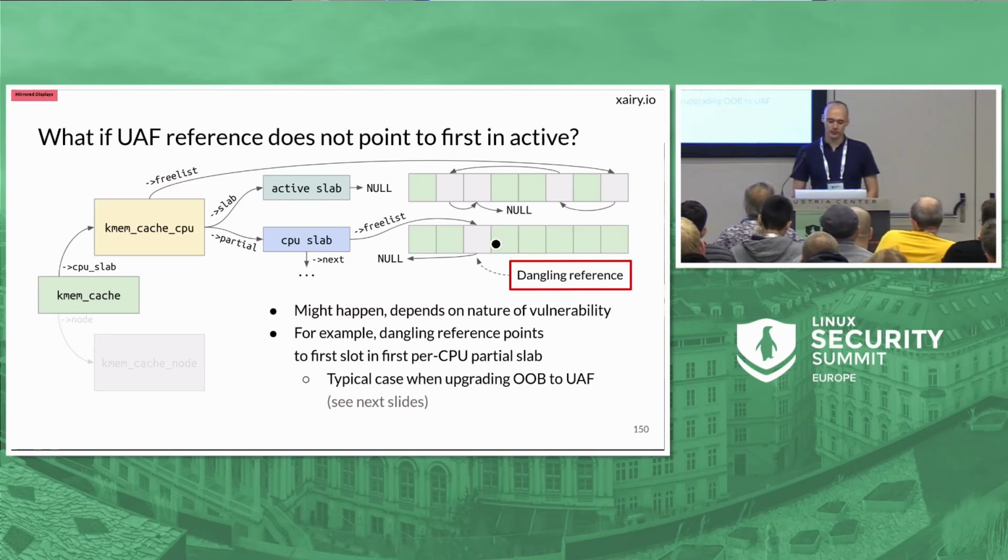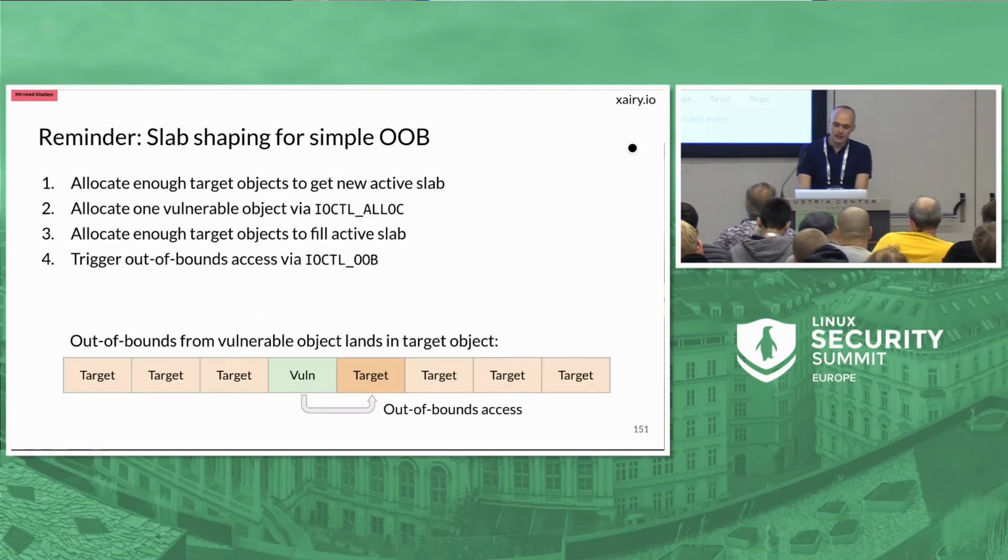In this case, let's say we're going to get a use after free reference to the first slot on the first per CPU partial slab. So the question is, if the use after free reference points to here, but we still have an active slab, how would we reclaim that memory? And we're going to discuss that too.